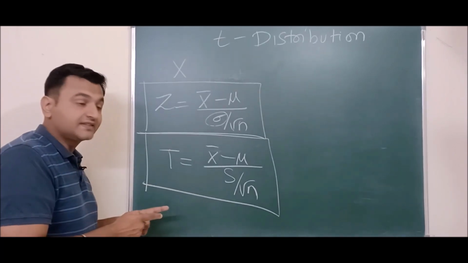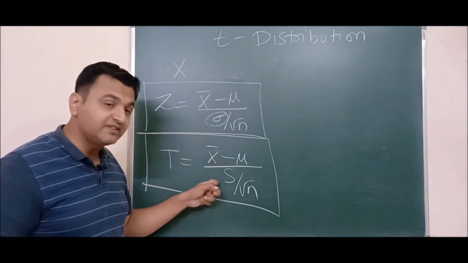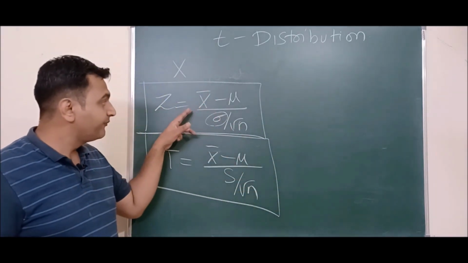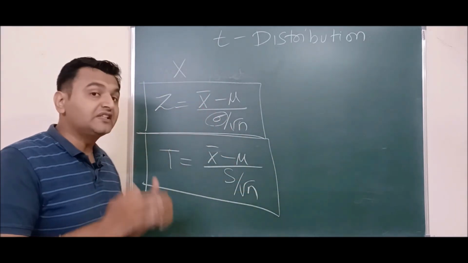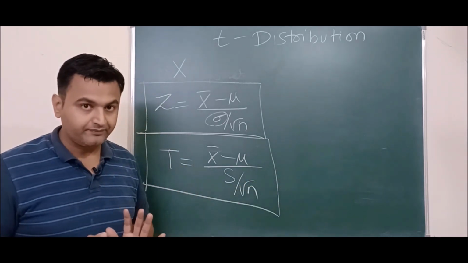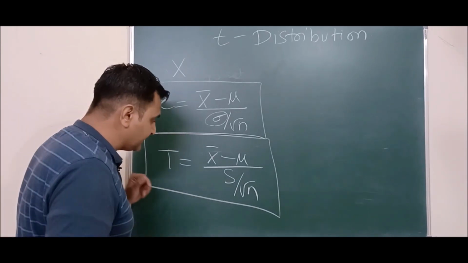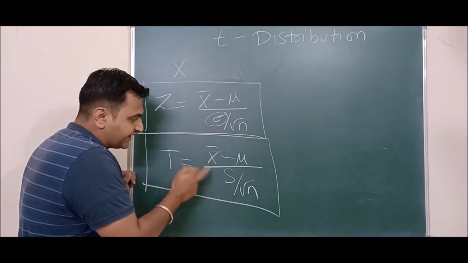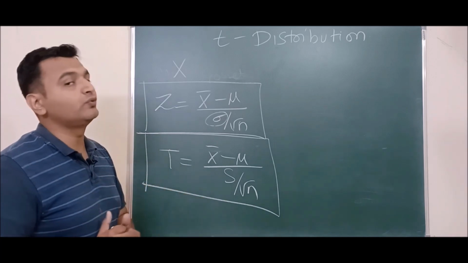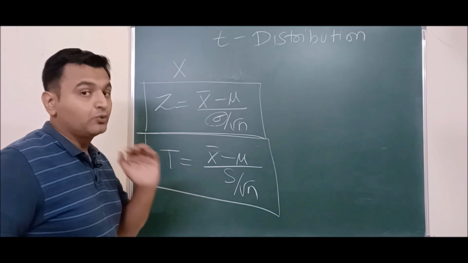So from here also you can see t will fluctuate a lot as compared to z, because here there are two variables which keep on changing as you change the samples, whereas here only x bar will change. So t fluctuates a lot as compared to z. That is another observation. Good, so we know this difference now. Another thing I want to say: t is the ratio of two variables, and you will see in the general definition also, it is defined as the ratio of two variables. What are those two general random variables? Let's try to arrive at that.